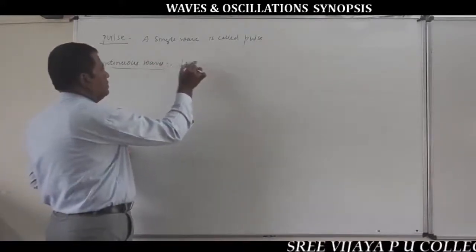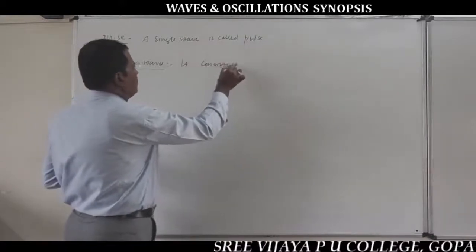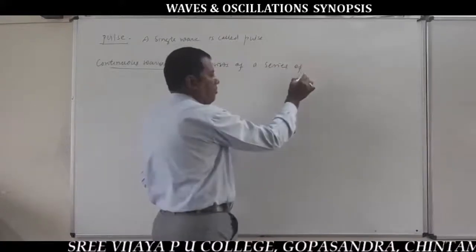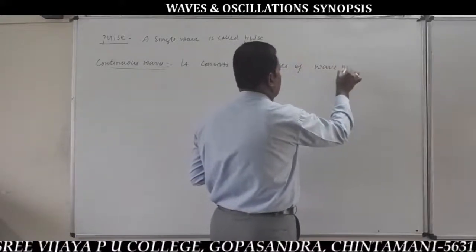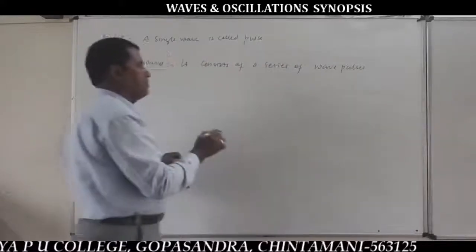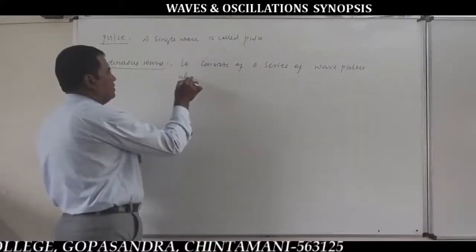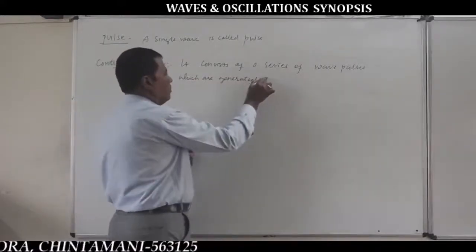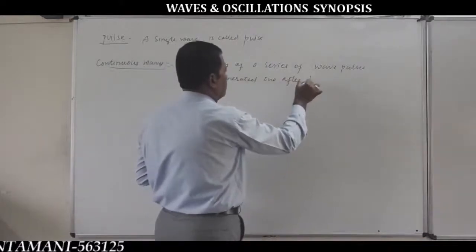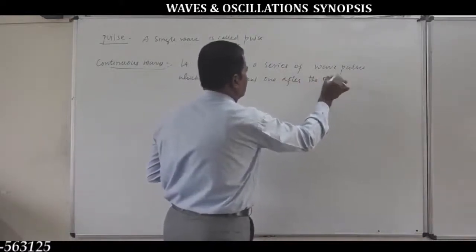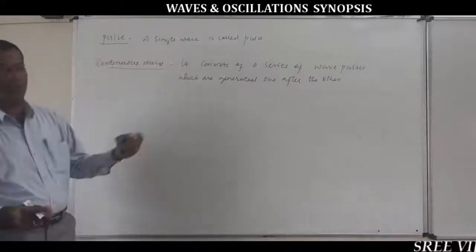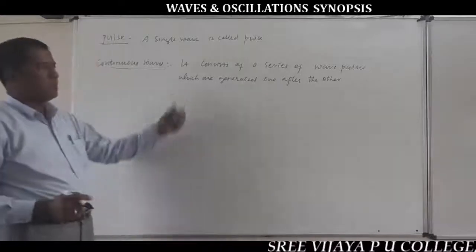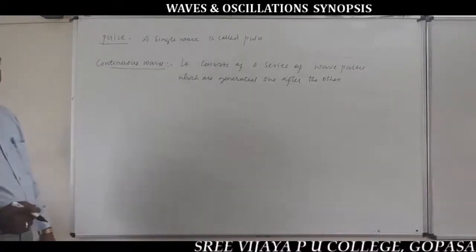A continuous wave consists of a series of wave pulses which are generated one after the other. So a single wave is called a pulse or wave pulse, and a continuous wave consists of a series of wave pulses which are generated one after the other.